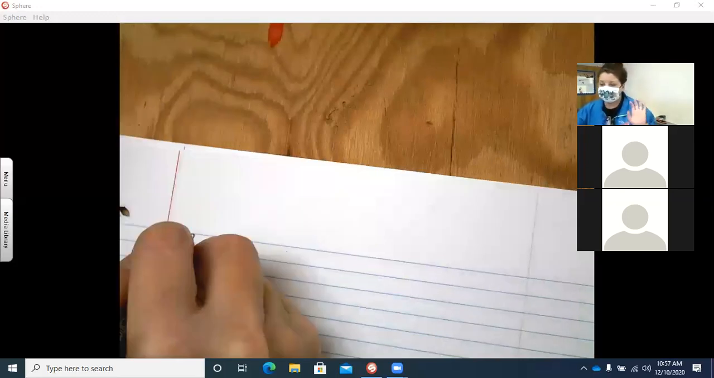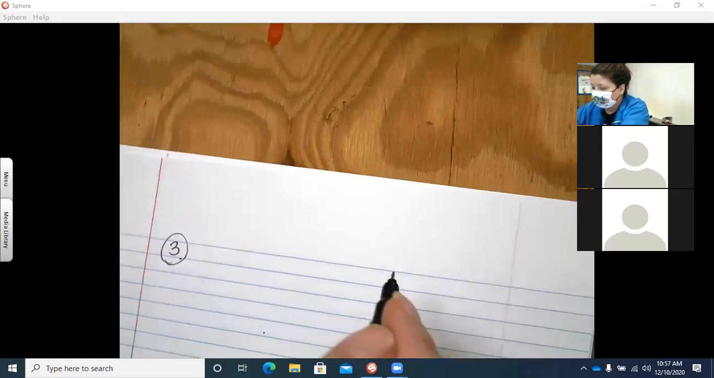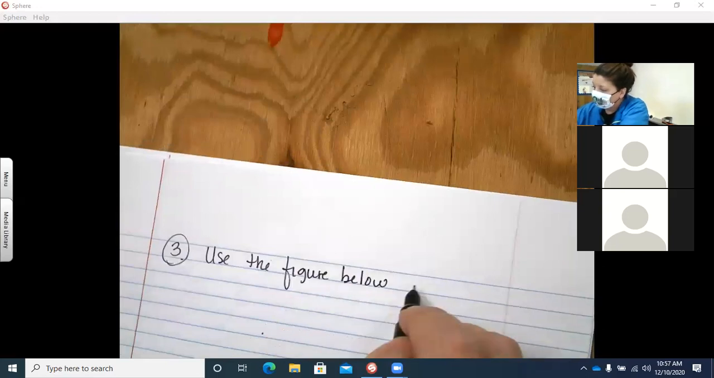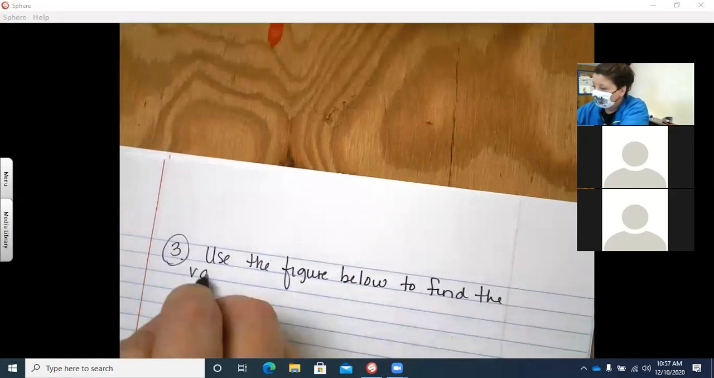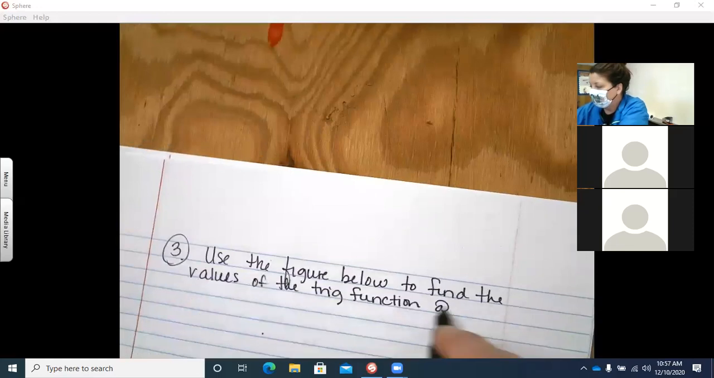Which leads me to number 3. So we're going to do the same thing. I'm not writing all those directions out again. Use the figure below to find the values of the trig functions. Oh, actually, it's a little bit different. Okay, use the figure below to find the values of the trig functions. I'm talking about all 6 of them at t equals pi halves.